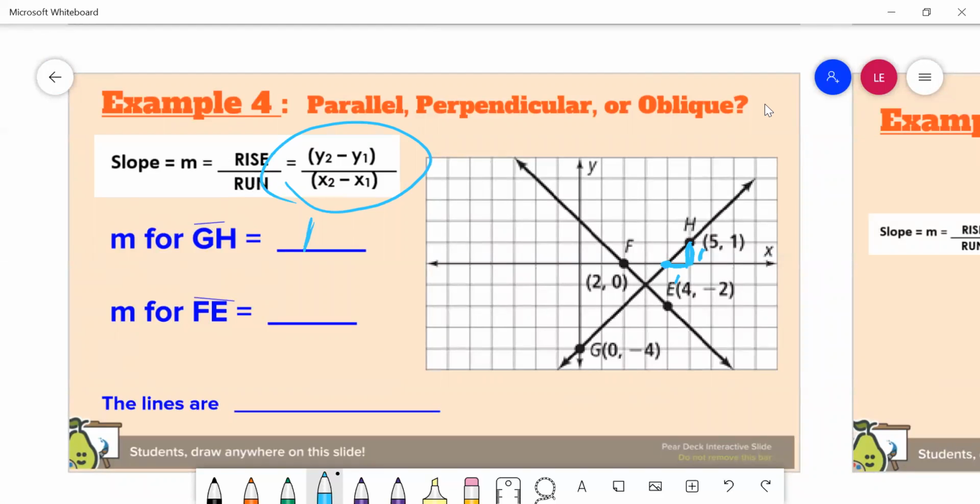If I look at the slope of F to E, same scenario, I can just go negative 1, 1. So it has a slope of negative 1, or negative 1 over 1. So these lines are perpendicular because they're opposite reciprocals of each other. It's kind of hard to tell because it's just the number 1, but these lines are perpendicular.